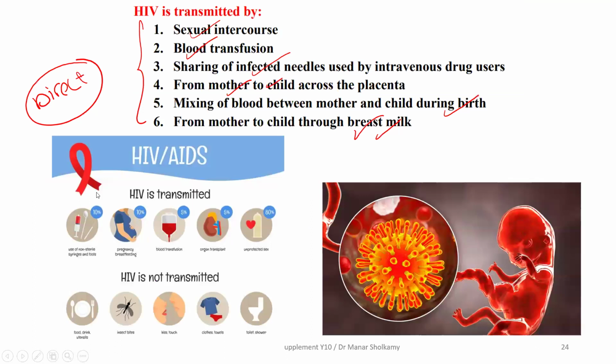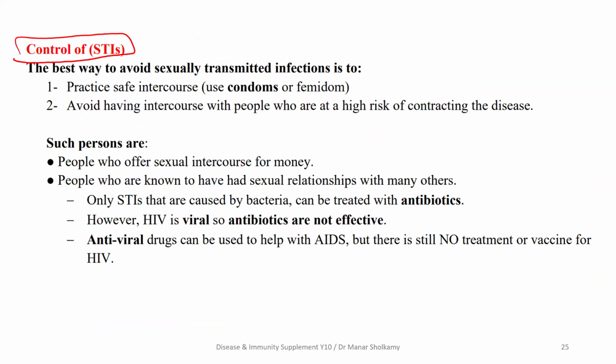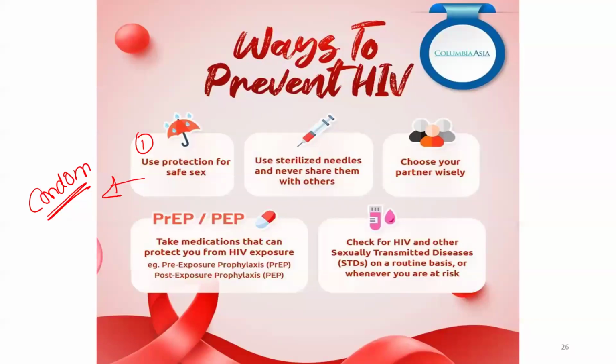Prevent having random partners. This can be also an answer. So let's read the answer. Practice safe intercourse using condoms. This is the only example that you know. Avoid having intercourse with people who are at a high risk of having AIDS. Of course, some people are at a higher risk of having AIDS. Those people that have intercourse for money, these people should be avoided altogether. Okay, such people, we already said that. Fine. And all the other options or ways that we mentioned to prevent HIV, you'll find them in your notes.